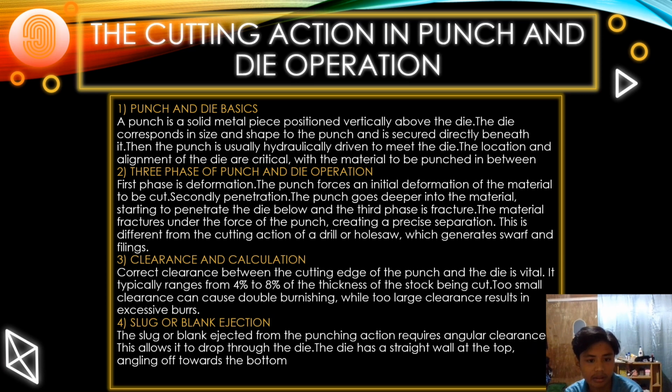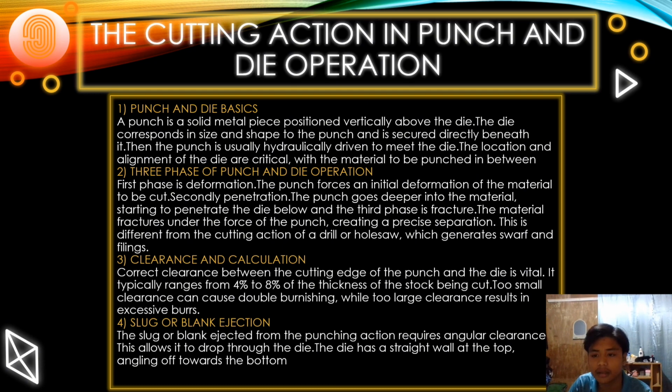Clearance and calculation. Correct clearance between the cutting edge of the punch and the die is vital. It typically ranges from 4% to 8% of the thickness of the stock being cut. Too small a clearance can cause burnishing trouble, while too large a clearance results in excessive burrs. Slug or blank ejection. The slug or blank ejected from the punching action requires angular clearance. This allows it to drop through the die. The die has a straight wall at the top, angling off towards the bottom.